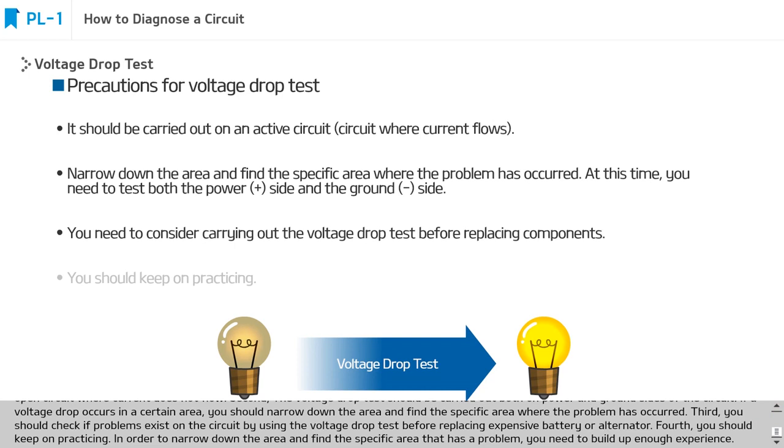Third, you should check if problems exist on the circuit by using the voltage drop test before replacing an expensive battery or alternator. Fourth, you should keep on practicing. In order to narrow down the area and find the specific area that has a problem, you need to build up enough experience.